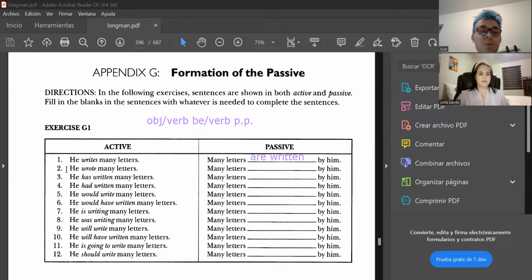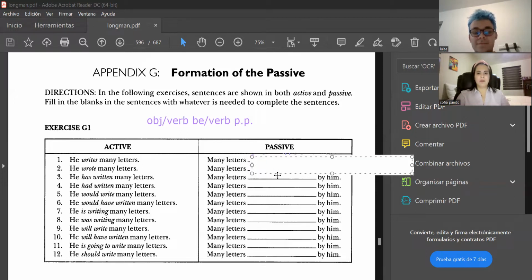Yes. He wrote many letters. There you go, well done. So this sentence is in which tense? I think it's simple past. There you go, my man. And what verb to be do we use for simple past?